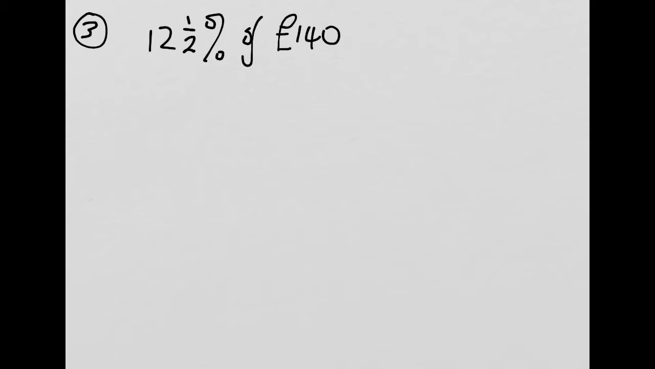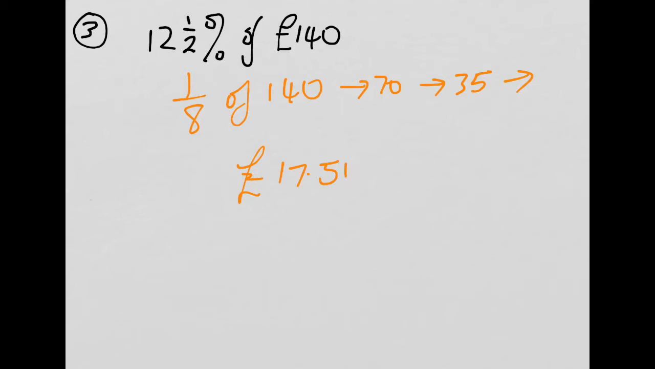Question 3, 12.5%. Well, if you did the last one, you'll know that that's an eighth of 140, or half, half and half again. So half takes you to 70, half takes you to 35, and half again takes you to £17.50. You could work out as 10%, 5%, 2.5%, add it on. Whichever way you do it, you should end up with that answer.